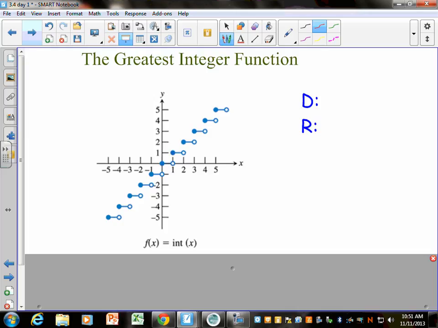The greatest integer function, in general, we call these step functions, but the specific one that we learned about in Algebra 2 and the one that we talk about in this class is called the greatest integer function. Let me see how the book writes this one. INT, again, that's a button on your calculator, which is why they write it like that.